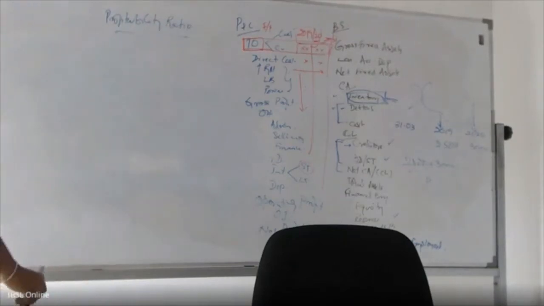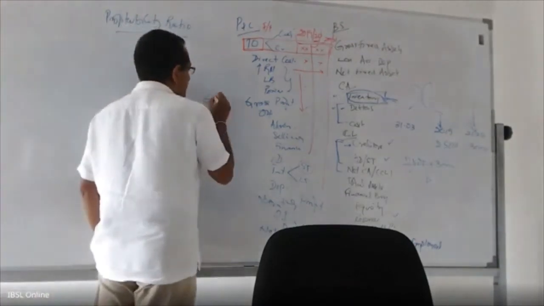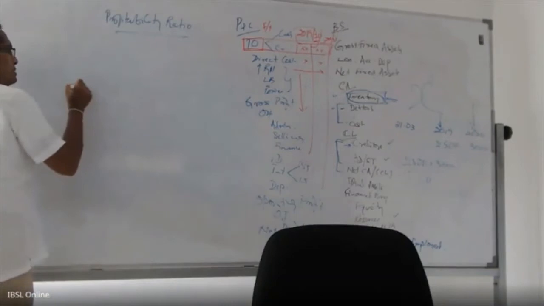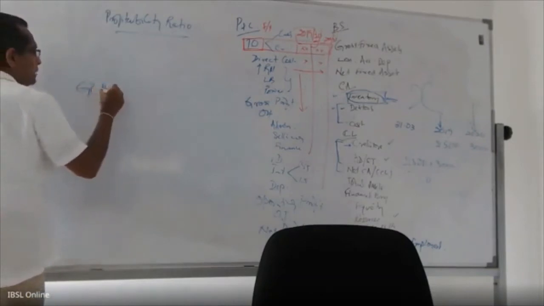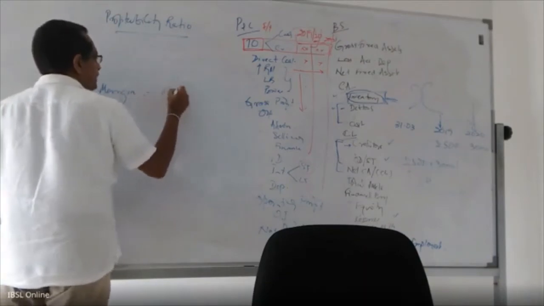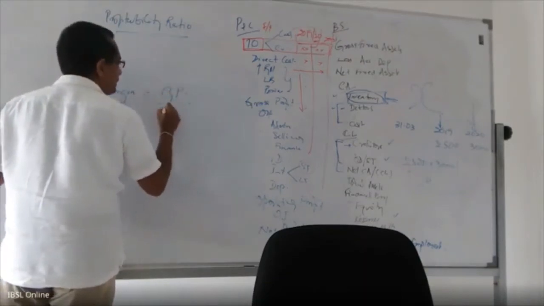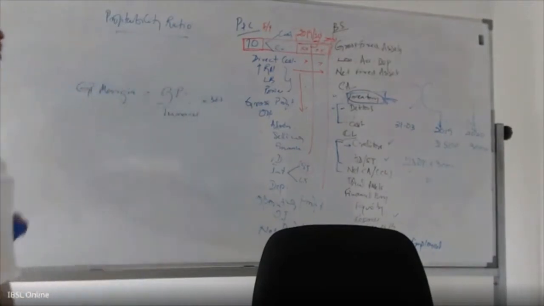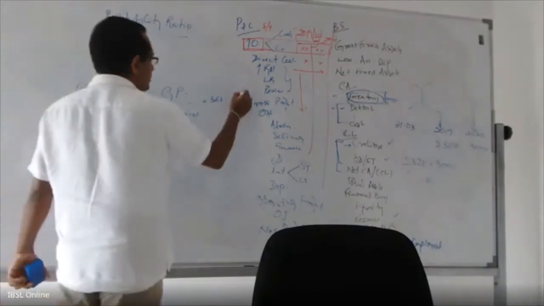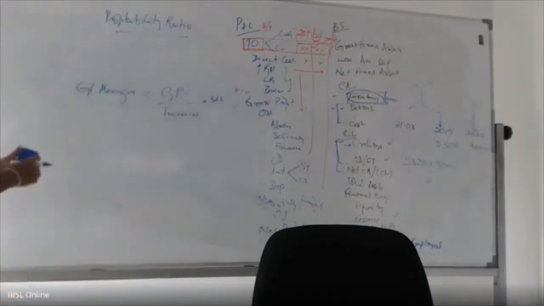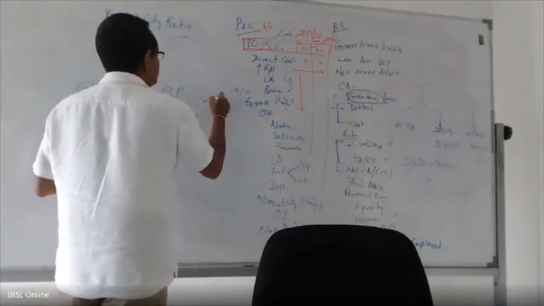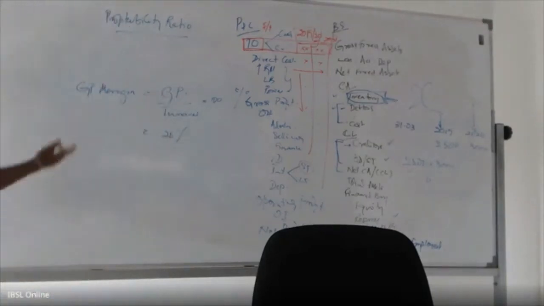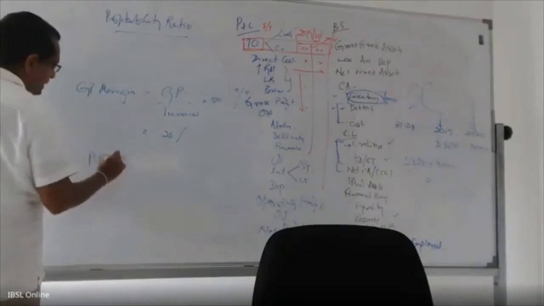Right? This one, GP margin. First one is GP margin. Gross profit divided by turnover into 100. Right? This is a percentage. Profitability ratios are percentages. Sorry, into 100. Is 20%. Right? Then the second ratio is PBIT margin.